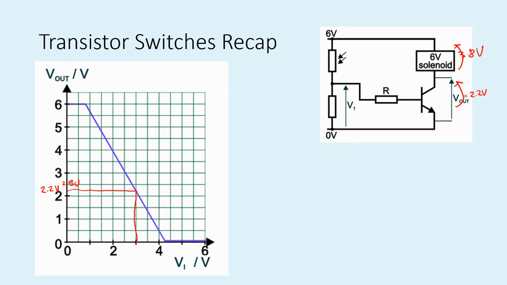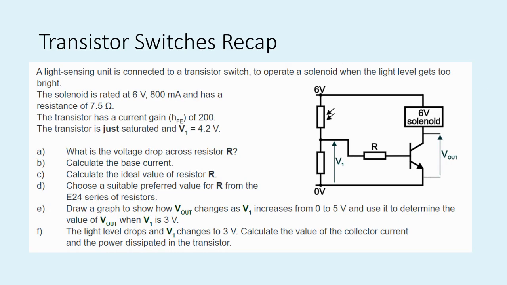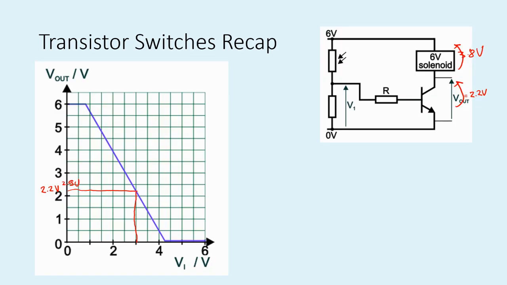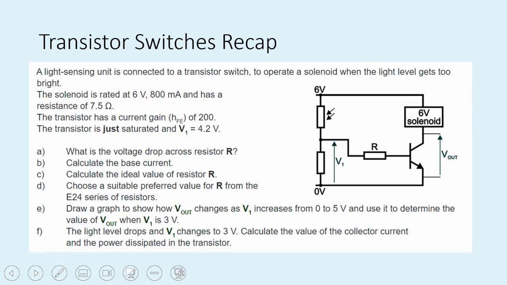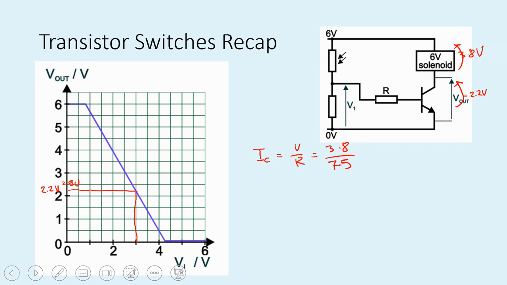If you're unsure about these calculations, please do pause it, rewind it, slow the speed down, or speed it up if you're comfortable. And we were told in the question that the solenoid has a resistance of 7.5 ohms. So to work out the current flowing across the collector, across the solenoid, we can just do V over R. So that's 3.8 over 7.5.